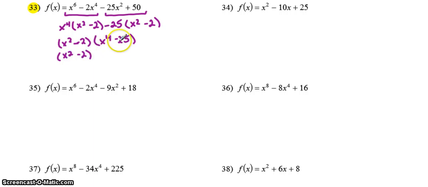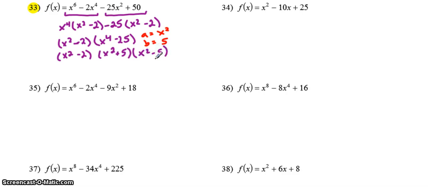But wait, x to the fourth minus 25. X to the fourth is a square number, and so is 25, and there's a subtraction sign between them. So that's a difference of two squares. I'm going to use the pattern using, for a, x squared, again because x squared squared is x to the fourth, and my b is going to be 5, because 5 squared is 25. So x to the fourth minus 25 can be factored into x squared plus 5 and x squared minus 5.